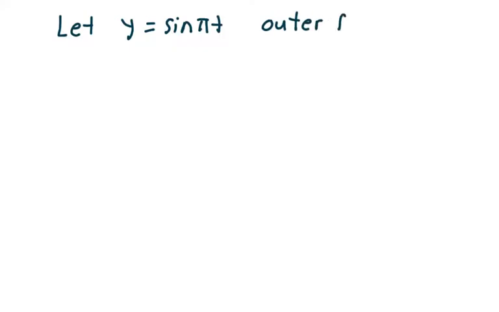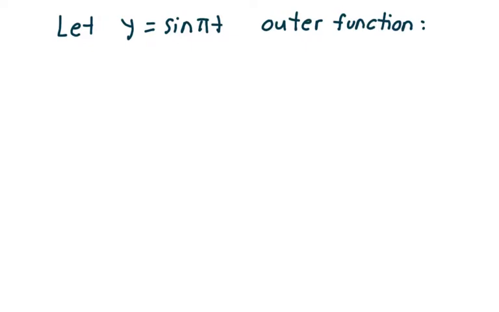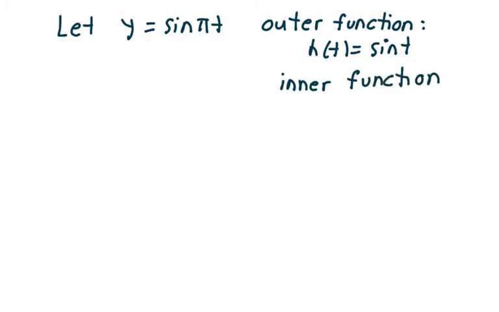The outer function, we can call it, well, f is already being used, so we'll call it h of t, is sine t. The inner function is g of t, is pi t.